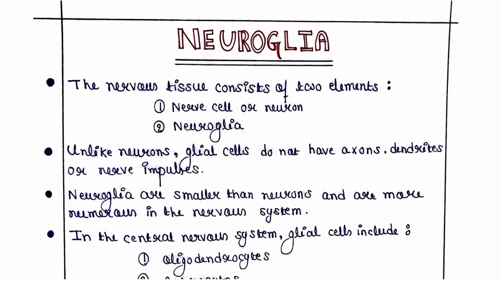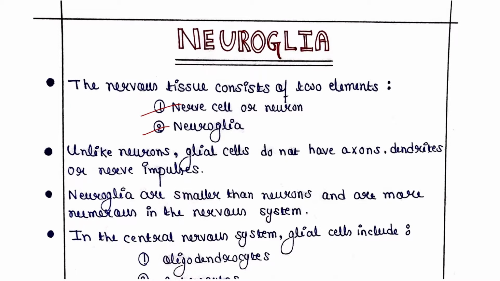Let's talk about neuroglia. The nervous tissue consists of two elements: nerve cell or neuron and neuroglia. We have already talked about neuron and nerve cell in the previous lecture. Now we will talk about neuroglia.